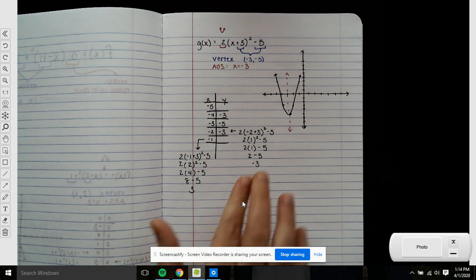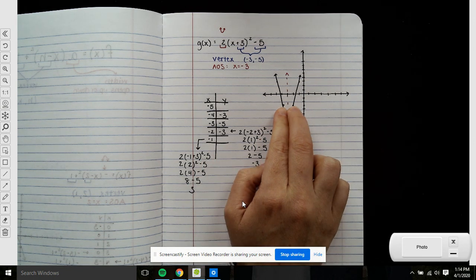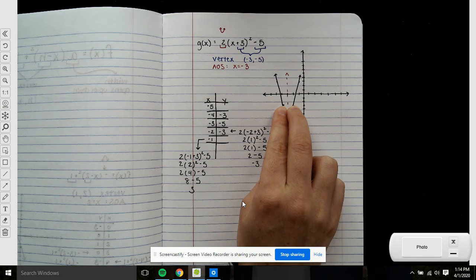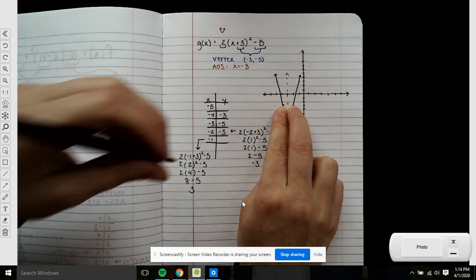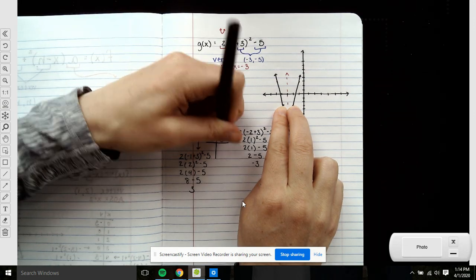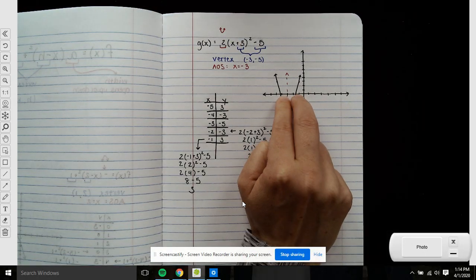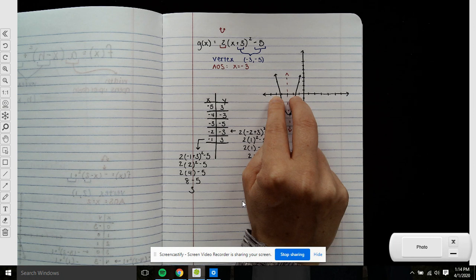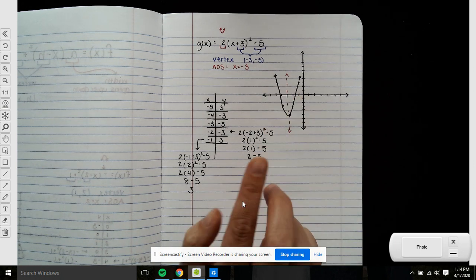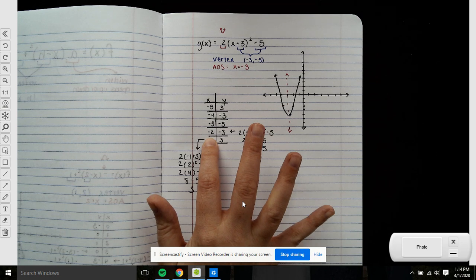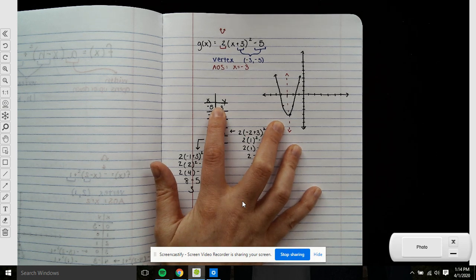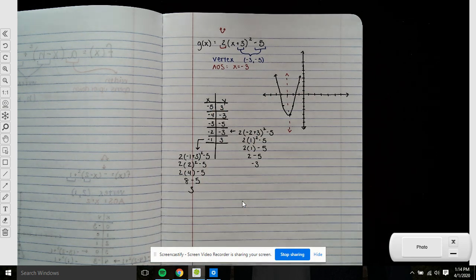Notice I had negative values for the x values of negative 2 and negative 4, but then I had positive values for negative 1 and negative 5. So my x-intercepts are not actually going to be exact points. They're going to be somewhere between negative 2 and negative 1 and negative 4 and negative 5. So they're not going to be exact in this situation.